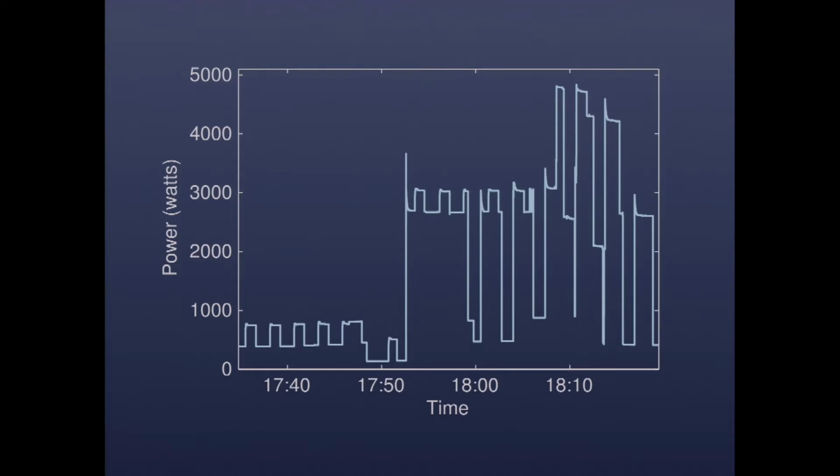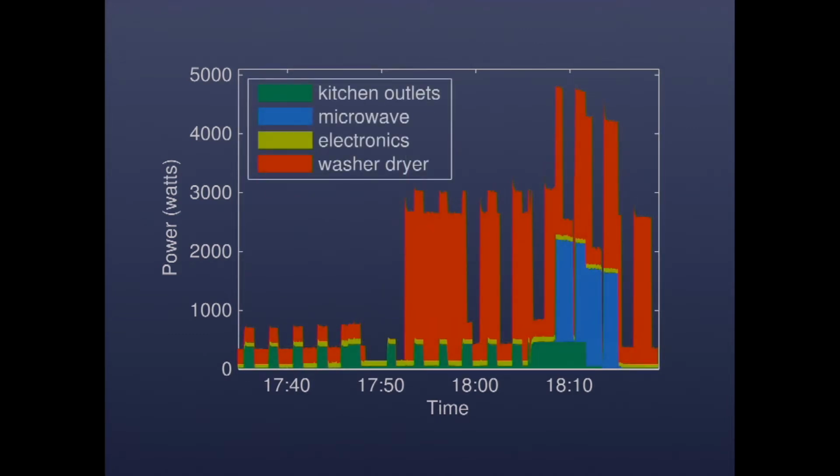We want to take this hourly, or maybe even a higher frequency signal locally, and we want to break it down into its constituent components. Maybe we say that this thing is made up of a washer dryer at some levels, electronics providing a base load, kitchen outlets that come on and off, a coffee maker heating up water and letting it cool because it was left on, and then a microwave there.